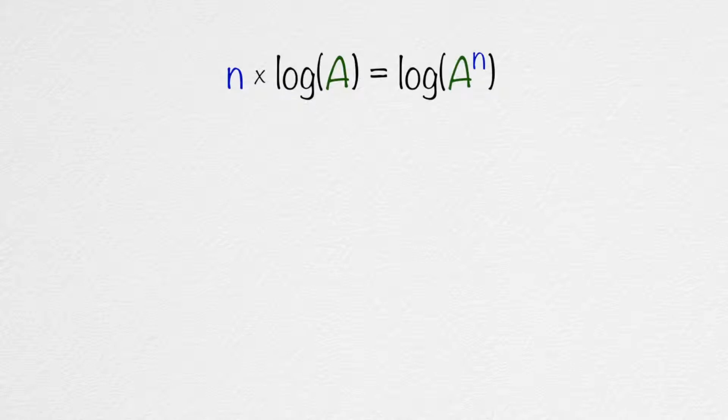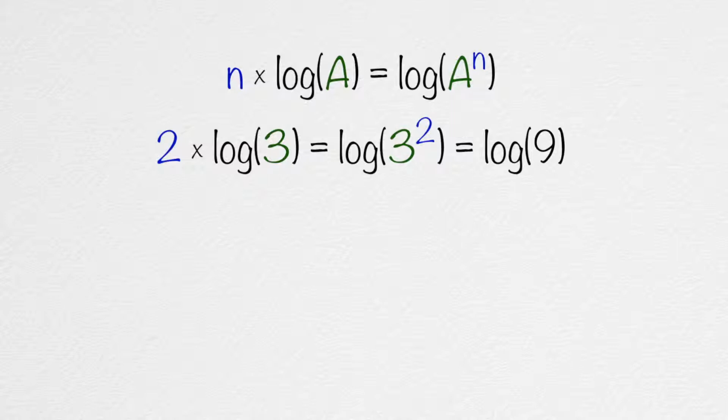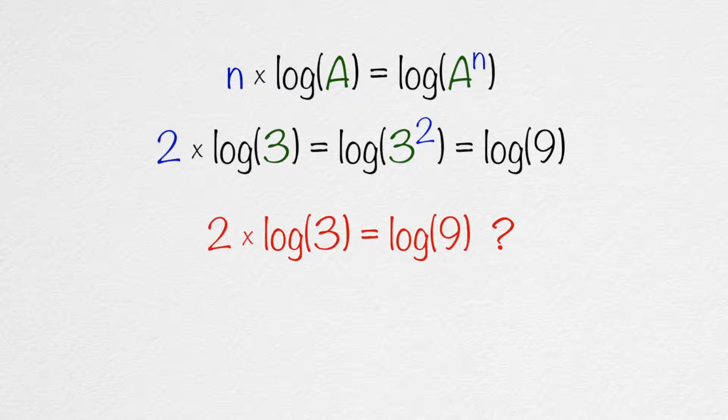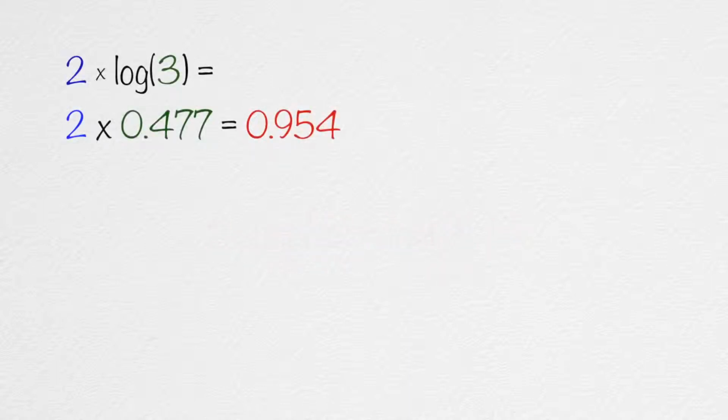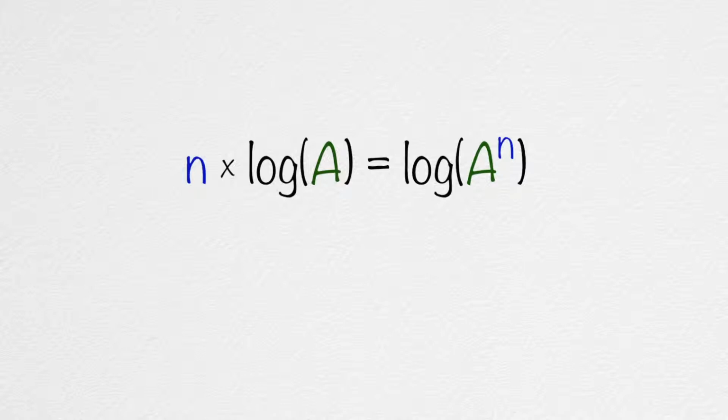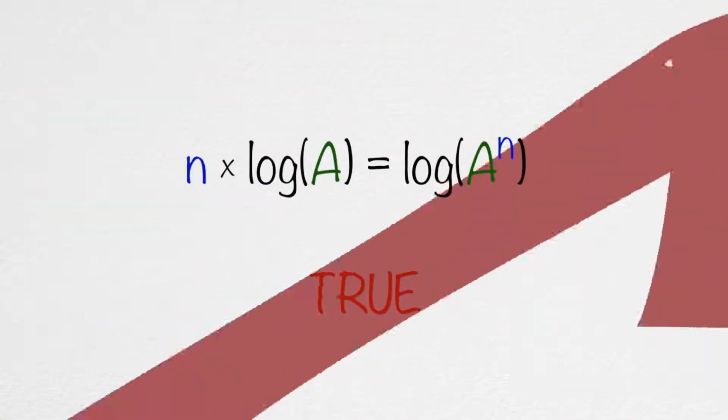We have n times log of a equals log a to the power of n. Well, let's test this out. So 2 times log of 3 equals log of 3 to the power of 2, or log of 9. Well, 2 times log of 3 is 2 times 0.477, which equals 0.954, and the log of 9 equals 0.954. So indeed we've demonstrated successfully that n times log of a equals log a to the power of n.